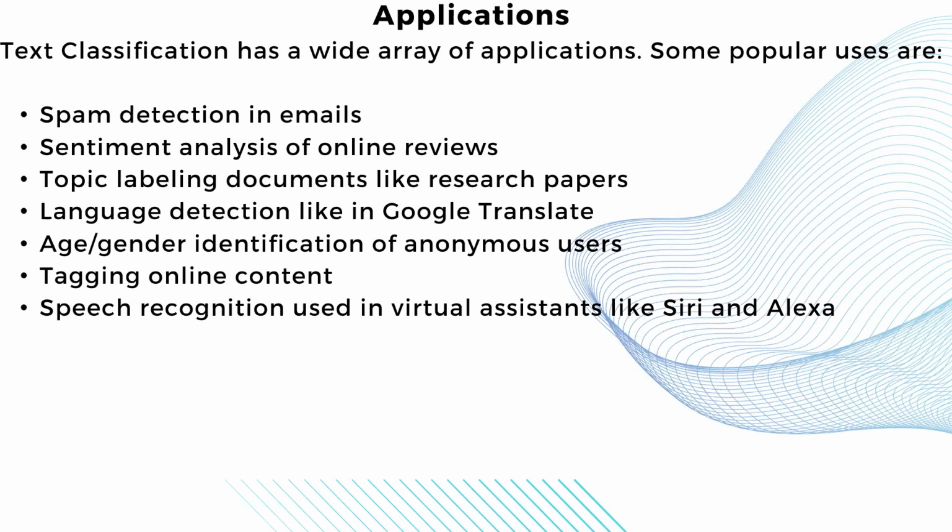Now we will be looking at applications. There are widely used applications of NLP. The most popular are spam detection in emails, sentiment analysis of online reviews, topic labeling of documents like research papers, language detection like in Google Translate, age and gender identification of anonymous users, tagging online content, and speech recognition using virtual assistants like Siri and Alexa.